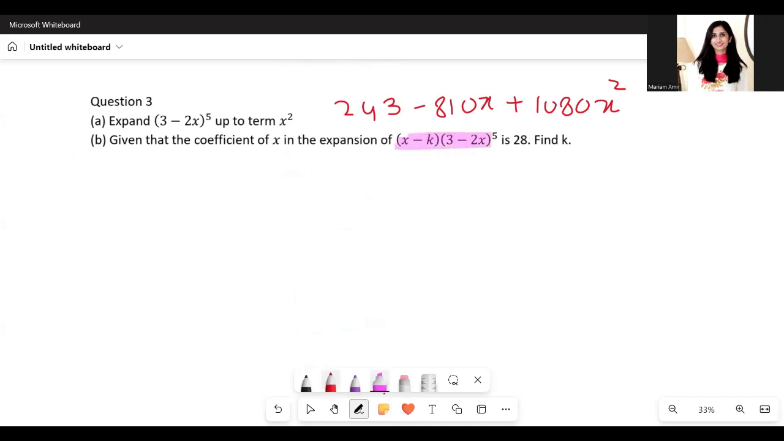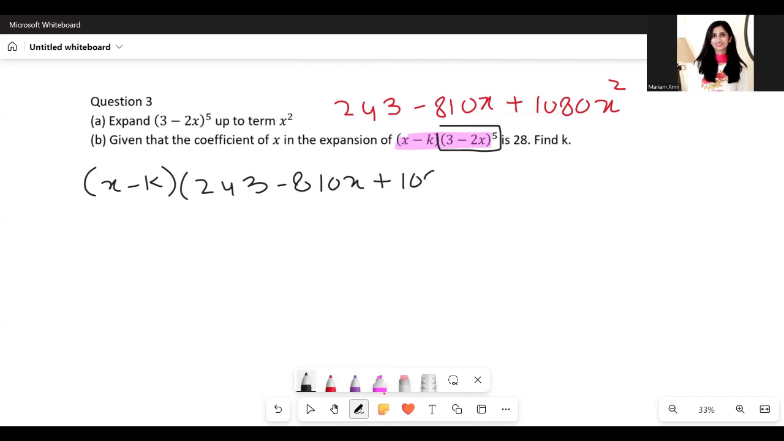Okay, so I'm writing x minus k. And then I'm writing the expanded version of this, the first three terms. 243 minus 810x plus 1080x squared, dot, dot, dot. There are more terms, but we don't need them. Okay. Now they're saying that the coefficient of x in the expansion of these two brackets is 28. Now let's see what multiplied by what in these two brackets will give us an x term.